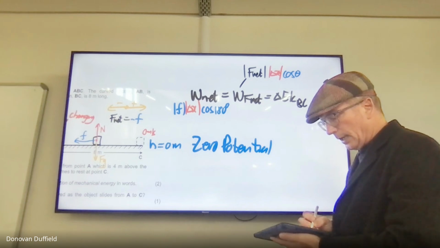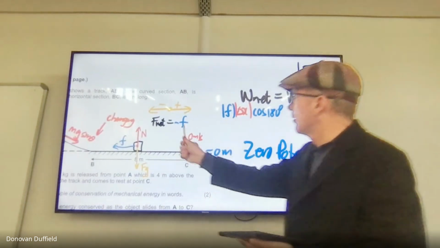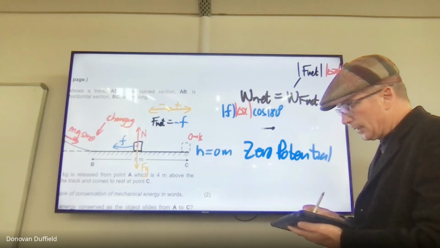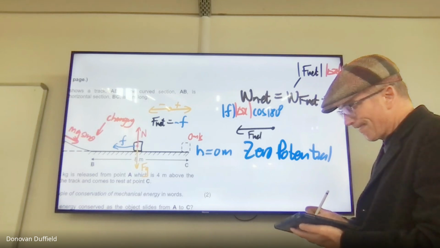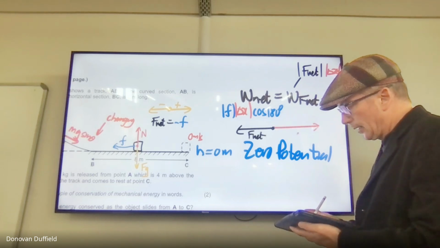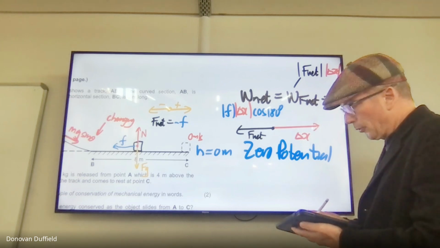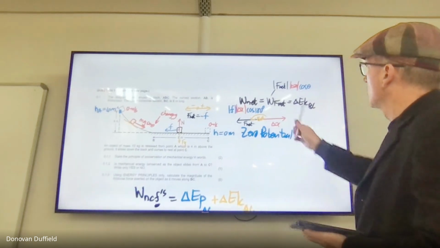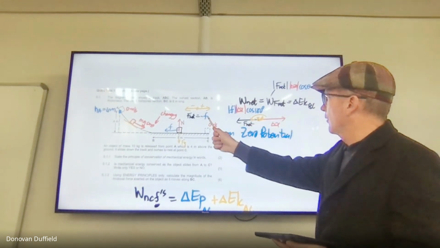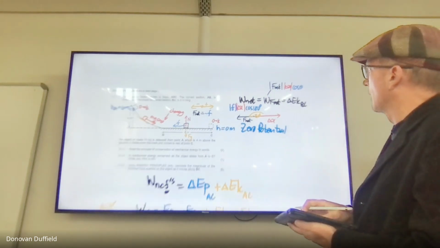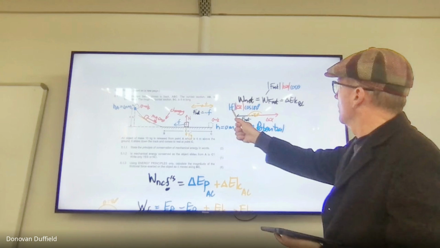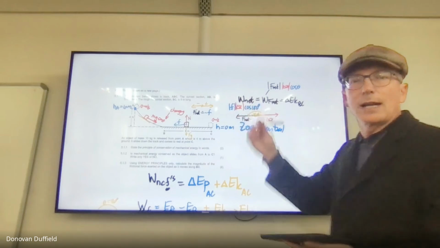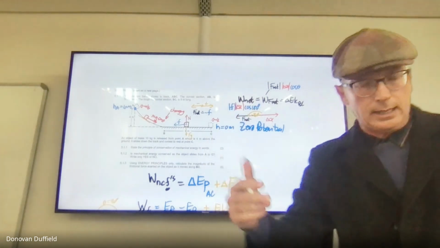Now, in this case, because F net is negative, it means that F net is acting in that direction and delta x is acting in that direction. So therefore your angle is 180. But what is your F net? Your F net is the negative of the friction. So therefore you land up with the magnitude of F net being the magnitude of the friction force. So you land up with the same thing coming from a different angle.